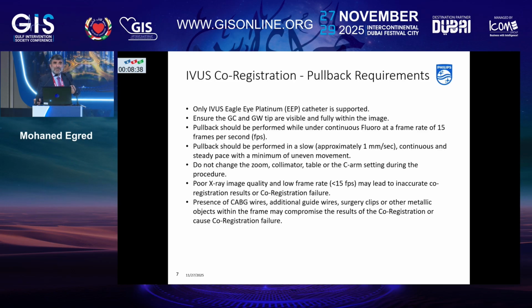The co-registration, of course, has requirements. Again, this will require some training. You're not going to remember all this, but if somebody is interested, it's easily doable. You could have the rep come and tell you exactly what needs to be done, and you start doing it, and you find it's quite helpful in what you do. The pullback should be controlled, approximately 1 millimeter per second, and continuous. At the same time, you're injecting dye and taking the cine or a fluoro to be able to measure this. Poor X-ray image quality will not allow you to get this co-registration properly. And of course, if you have multiple radio-opaque materials like sternal clips or implantable devices or coils, that makes it very difficult for the system to pick it up.